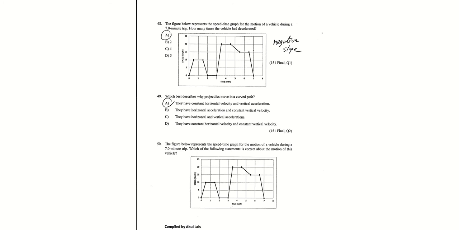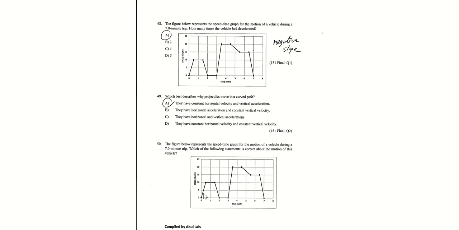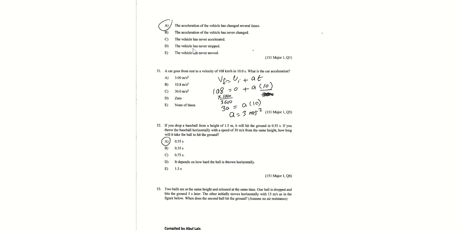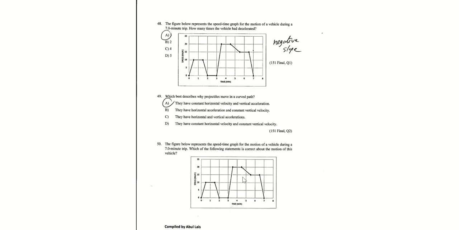And number 50, it says that the figure below represents the speed time graph for the motion of a vehicle during a 7-minute trip. Which of the following statements is correct about the motion of this vehicle? So let's see what we have here about the options. The correct answer is the acceleration of the vehicle has changed several times, and you can see the acceleration keeps changing. And why is that? Because the slope is different, right? The slope here indicates the acceleration, and as you may see the acceleration had changed several times. If I say the vehicle has never stopped, no, of course it stopped here between 2 and 3. If I say the vehicle has never accelerated, no, it did accelerate, and so on. So the correct answer here is A.